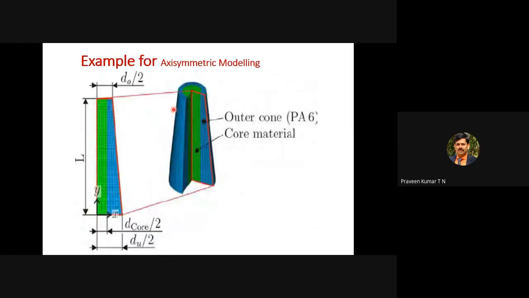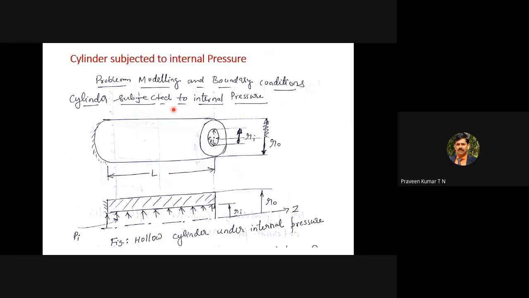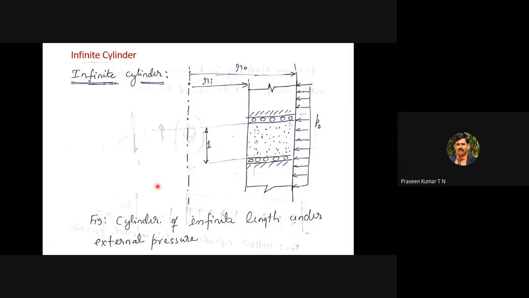This is one more conical object, which we consider as an axisymmetric body and analyze. Now these are the different examples. We have a cylinder or pipe carrying high pressure gases or fluid, etc. Instead of considering the complete cylinder, we can consider only a small portion, this rectangle portion between Ri and Ro, having the length L. You are not going to consider the complete solid. The infinite cylinder is nothing but a very, very long cylinder. The length of the cylinder is very high compared to the diameter. Such types of cylinders are referred to as infinite cylinders.